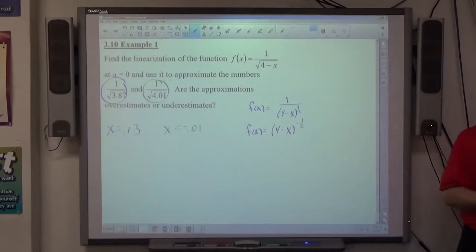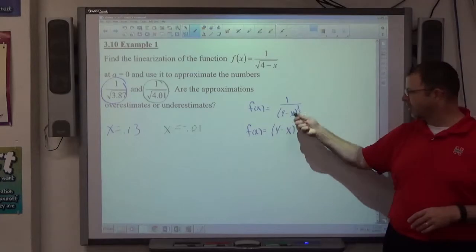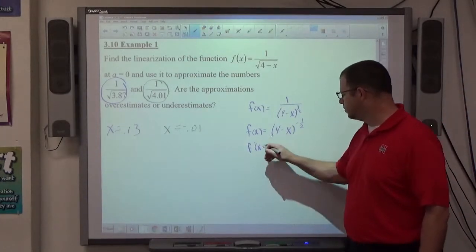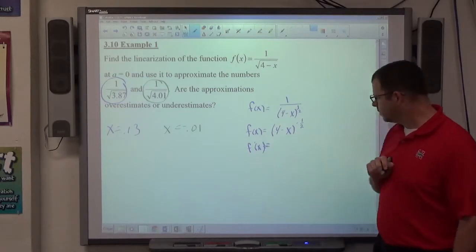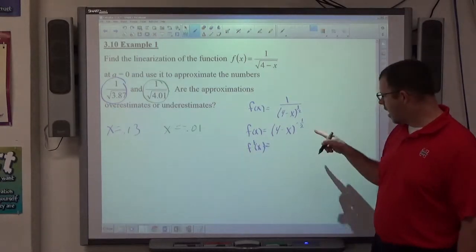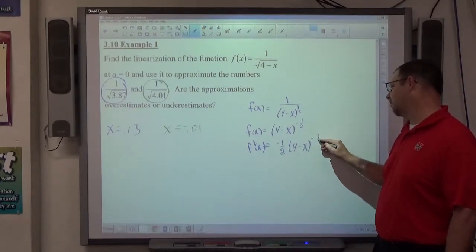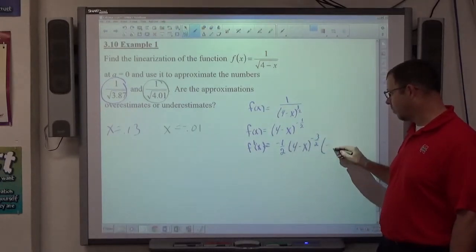Take your pick which one you like better. Quotient rule, product rule, doesn't matter to me. Okay. But again, as long as you're doing legal algebra, you can modify the structure to make it into something else. This is much easier to differentiate than that. So, f prime of x is going to equal -1/2 times 4 minus x to the -3/2 times -1.